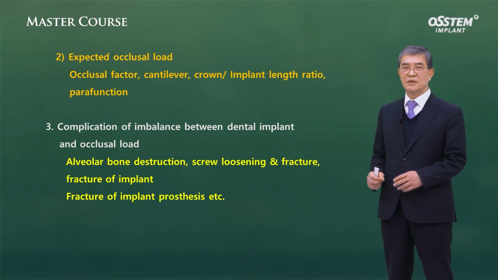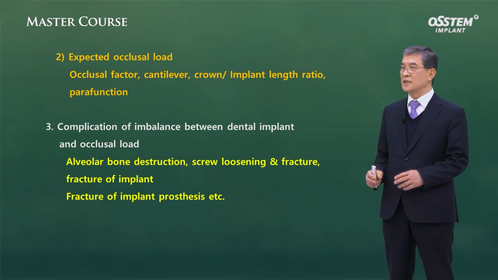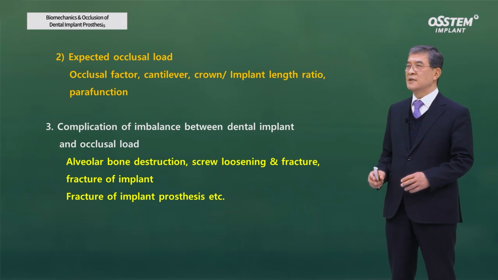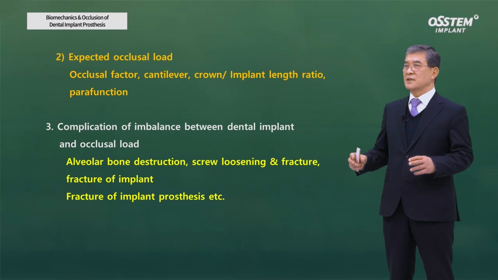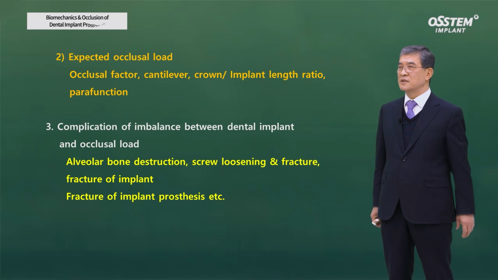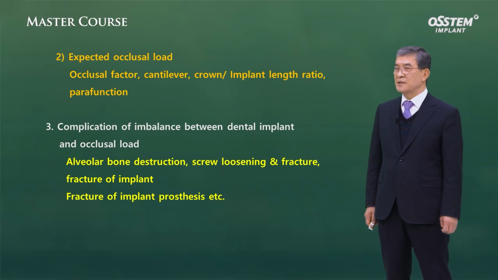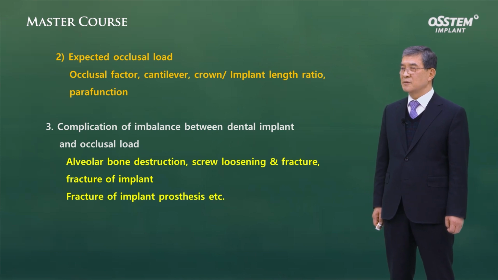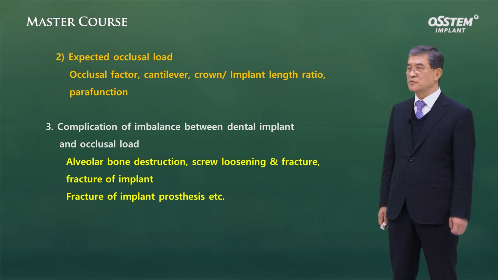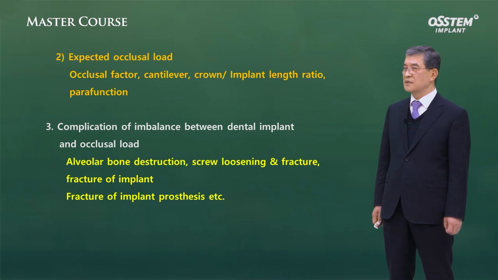You need to improve the load-bearing capacity and reduce the expected occlusal forces so that the right balance could be achieved. In the case if such balance is broken, there can be bone resorption or destruction of osseointegration, screw loosening, fracture. Implant prosthesis fracture can occur as complications.